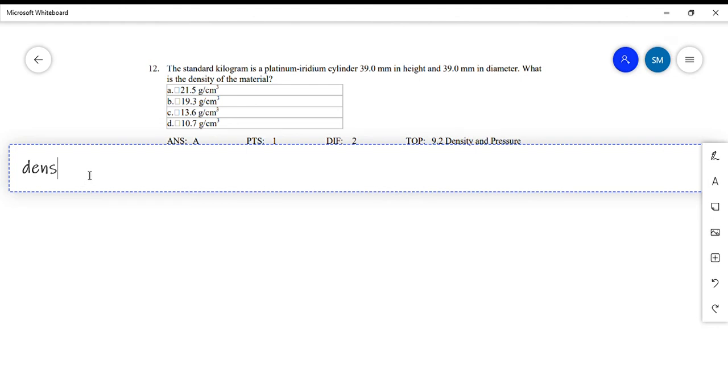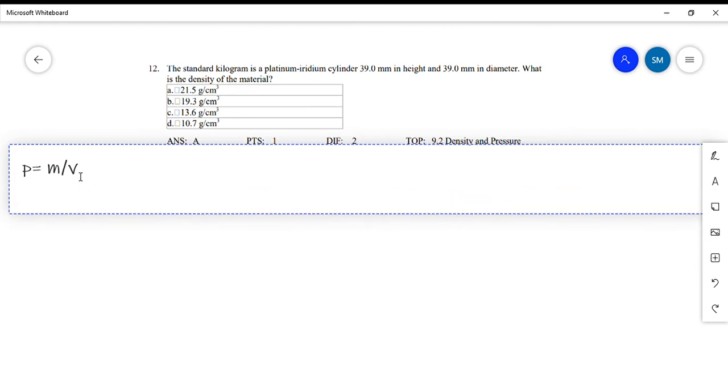The density rho is equal to m over v. The mass, we have 1 kilogram, but in the choices he doesn't use kilogram, he used gram, so we will convert from kilogram to gram. He said in the question the standard kilogram, which means 1 kilogram, so m is equal to 1 kg, which is equal to 1000 gram. This is the mass.